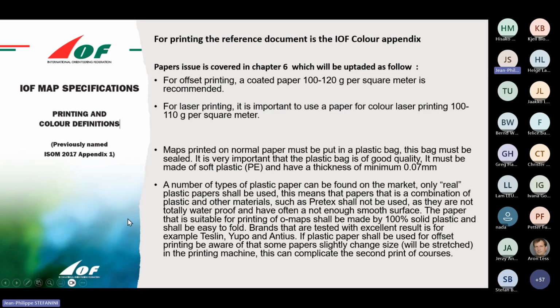Information is here for offset printing. So you have to use a coated paper, 100 to 120 grams per square meter. And for laser printing, you can use a paper 100 to 110 grams per square meter. If you print the map on normal paper, you must use a plastic bag and it must be sealed.